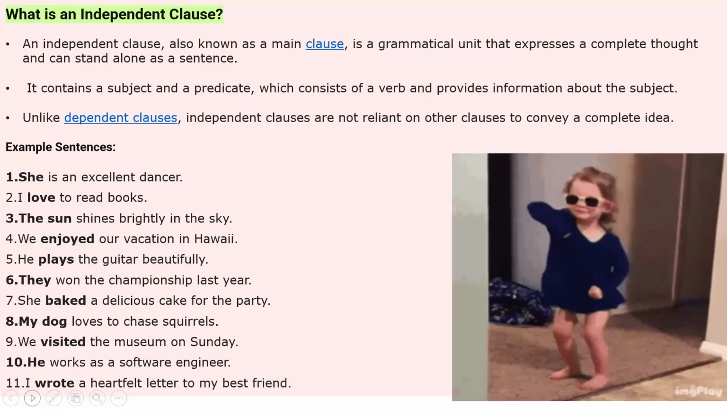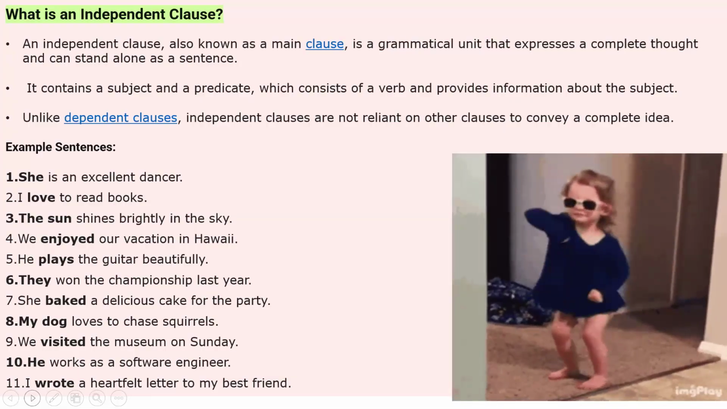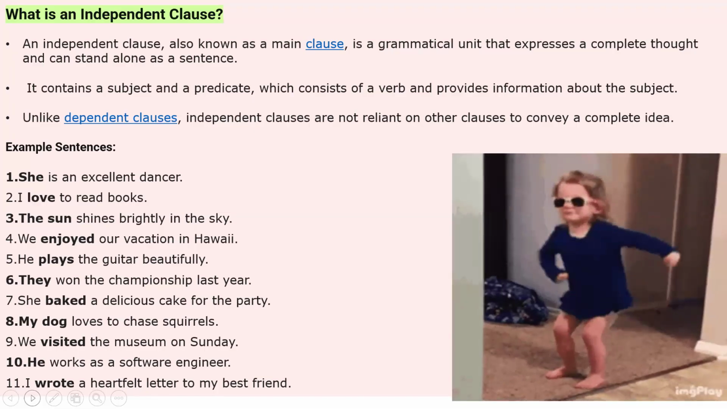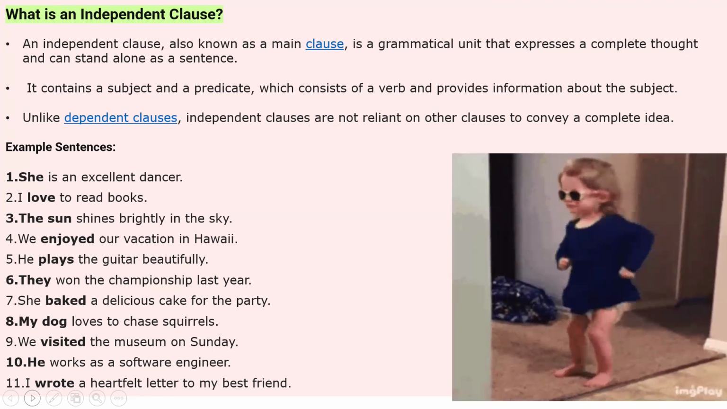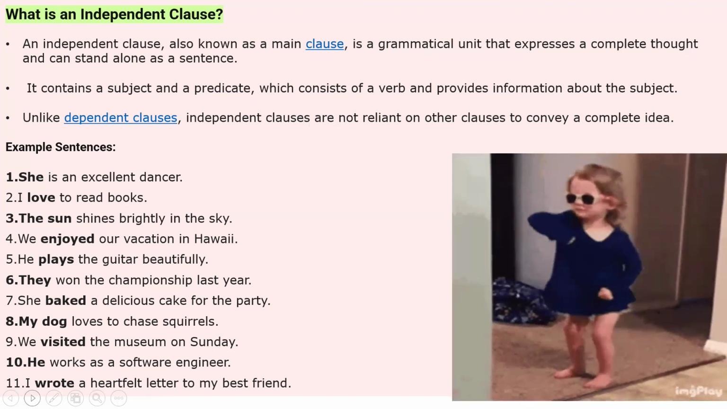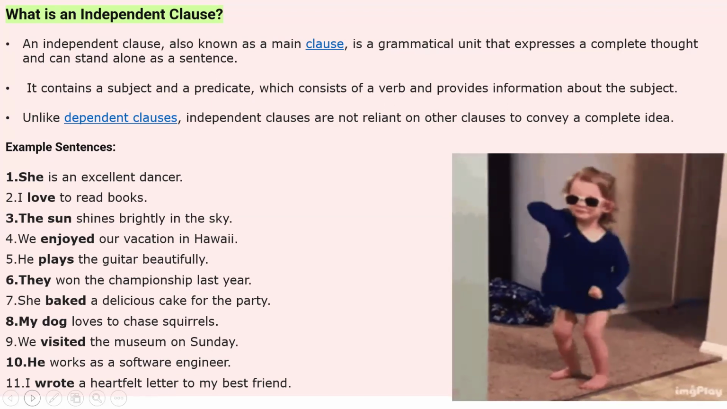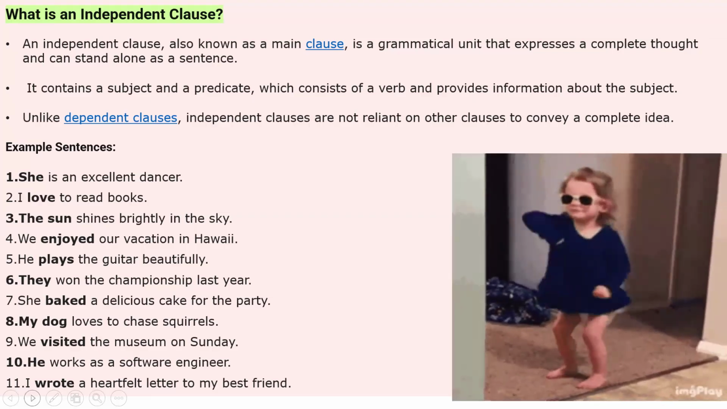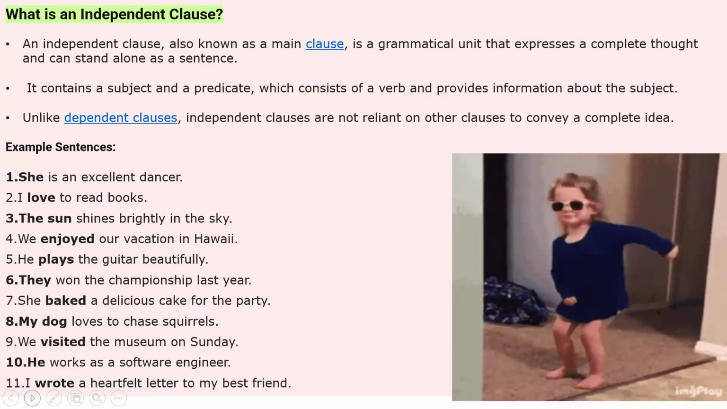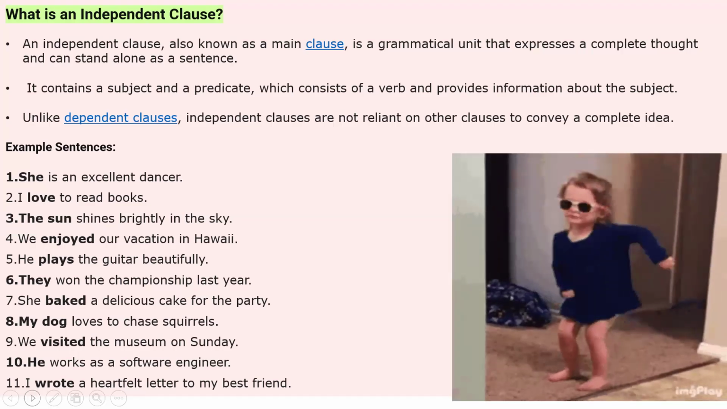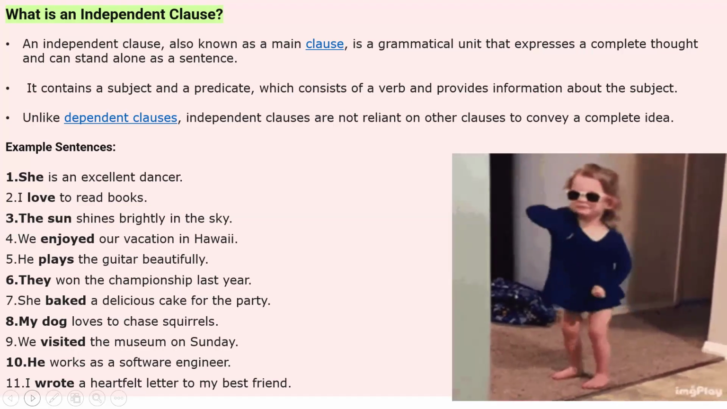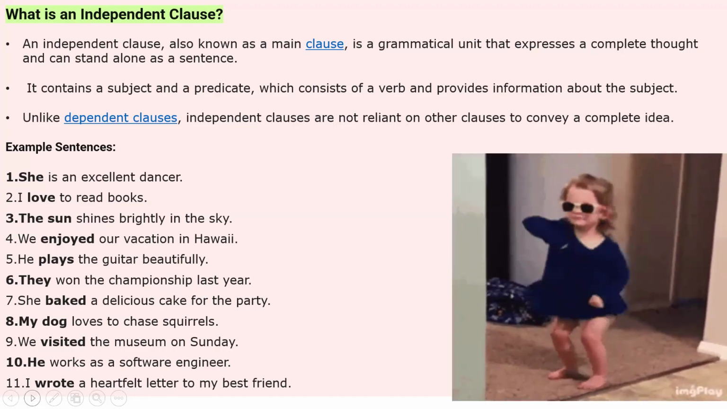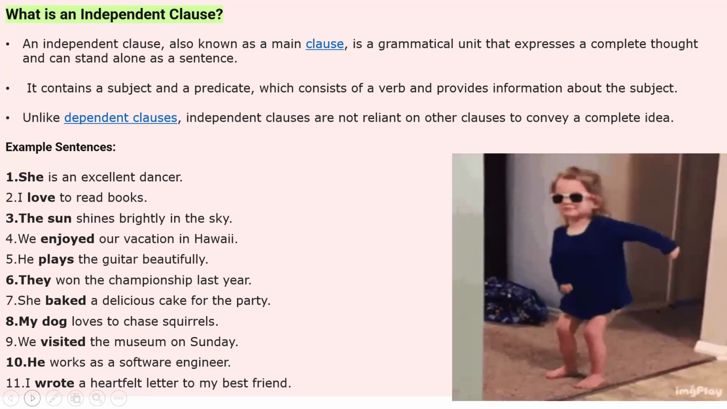An independent clause is a main clause. It does not depend on dependent clauses. It is self-dependent, self-reliant, standalone, and it can give complete meaning. It is not depending on any other clause to give its complete meaning. Many examples are given in this slide, so go through all the examples to understand an independent clause very effectively and thoroughly.